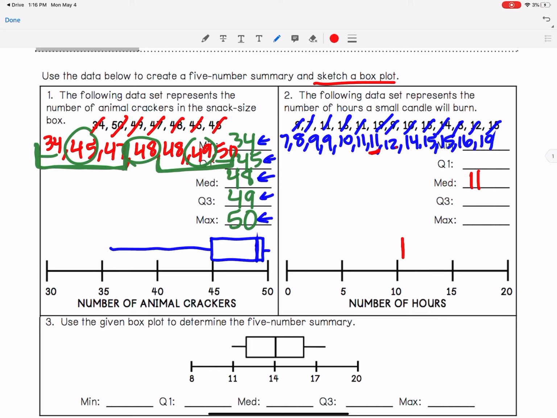Okay, next one. Let's find the minimum number and the maximum number. My minimum number is 7. My max number is 19. Sorry if you can't really see over here. It said minimum right there. So I'm going to say minimum is 11. And our max number is 19.